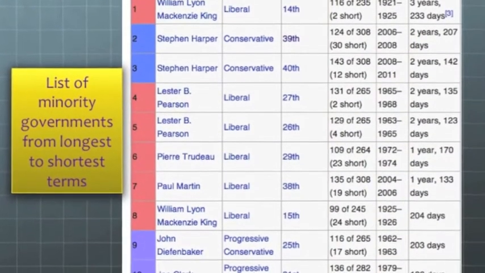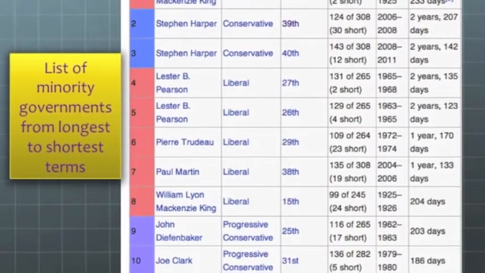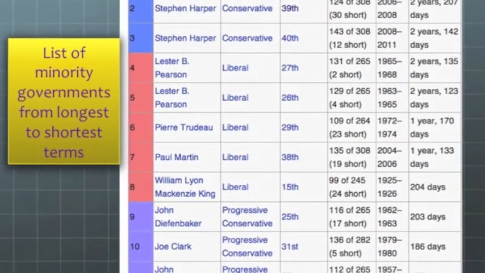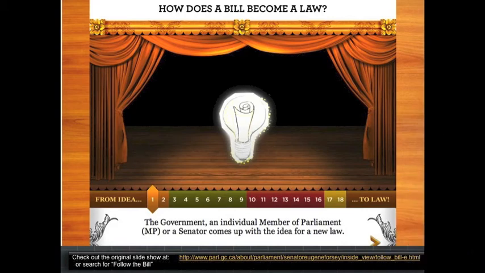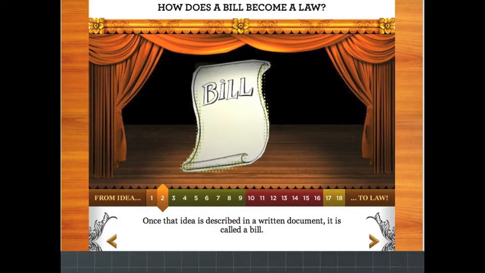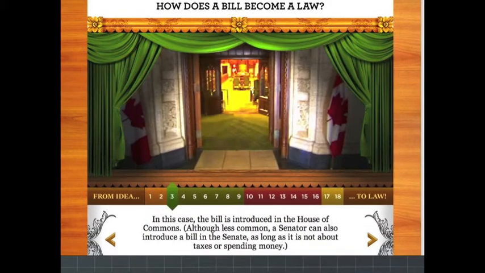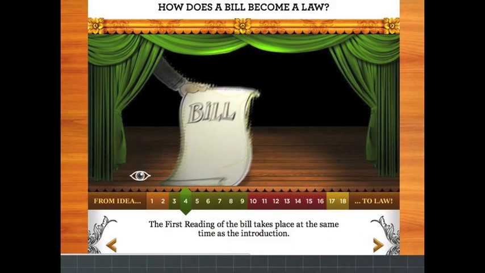Most of those governments only lasted a short time before a vote of non-confidence was held and another election had to be organized. So let's go through all the steps that have to be taken to get a bill passed. Of course, somebody has to think of the idea and write it down. Then the bill is introduced in the House of Commons. There's no debate this time, it's just a chance for everybody to get familiar with the proposed law. We call this the first reading.